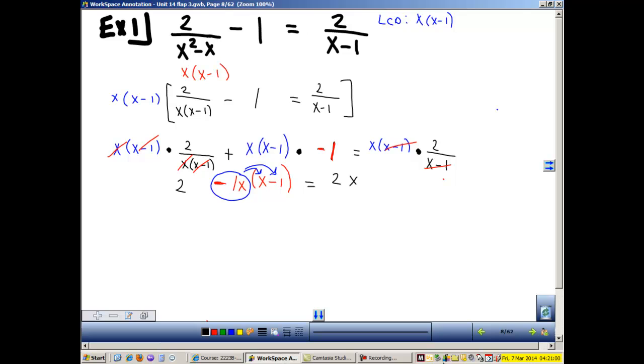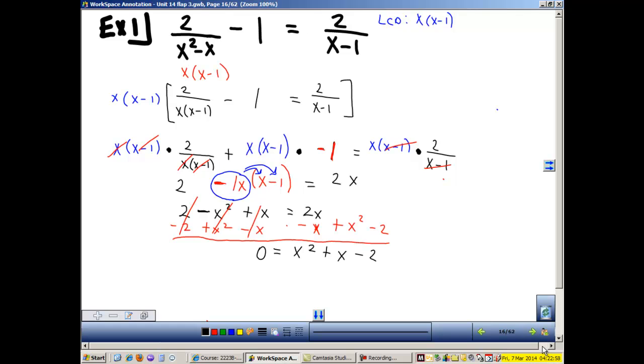Now we have a one-variable equation we need to solve. Remember to distribute negative 1x through the parentheses to get 2 minus x squared plus x equals 2x. Now we want to set everything equal to 0 by bringing the negative 2, the negative x squared, and the positive x to the other side. We do this by subtracting negative 2, adding x squared, and subtracting negative x to both sides, giving us 0 equals x squared plus x minus 2.